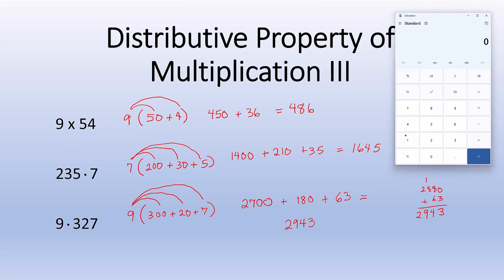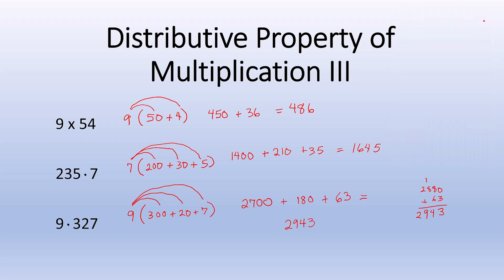All right, I'm not going to ask you to take my word for it. Let's check it. So the first one, 9 times 54 is equal to 486. And 7 times 235 is equal to 1,645. All right, we're doing well so far. And finally, 9 times 327 gives me 2,943. So I was able to get the correct answers for all of them using the distributive property of multiplication.